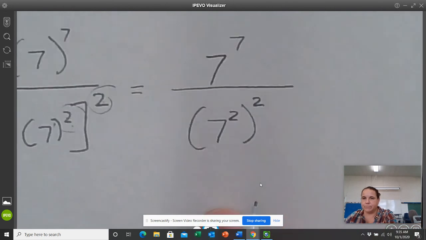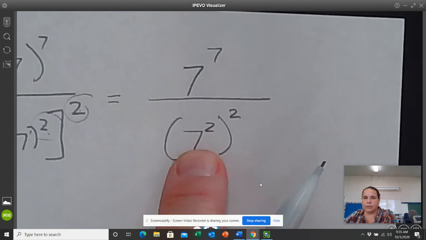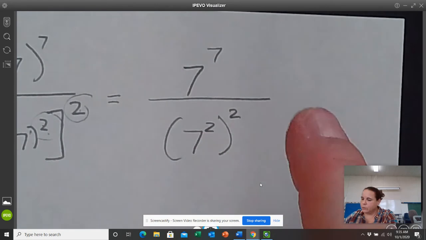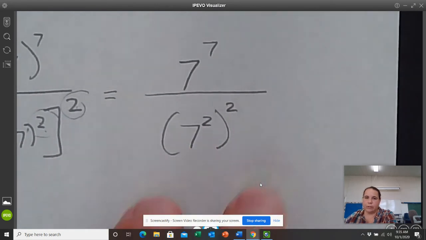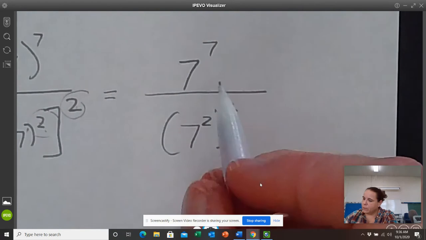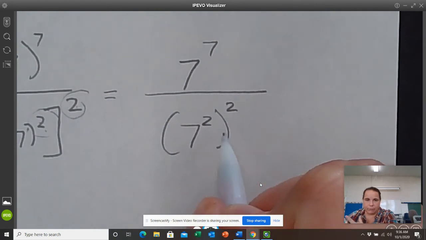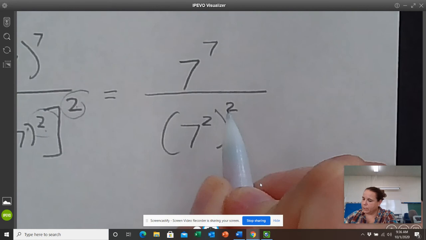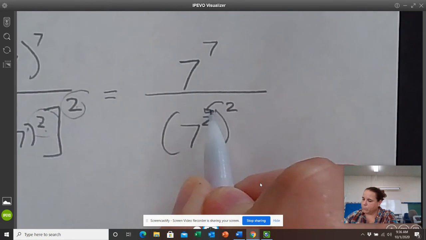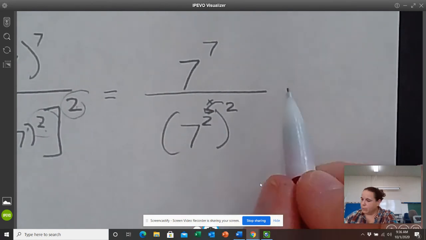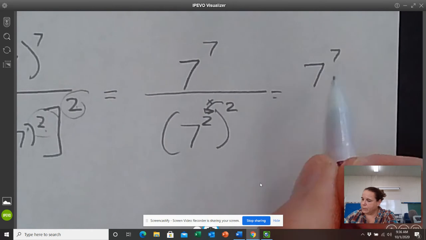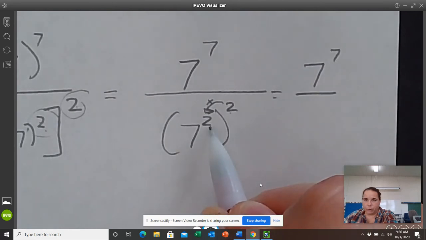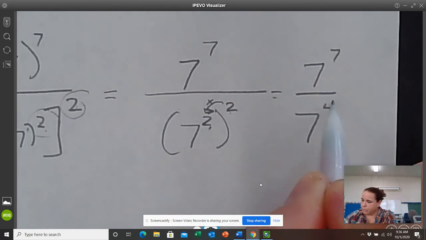So I'm going to think to myself, really, this is 7 squared times 7 squared. That's 2 7s, and then 2 more 7s, that's 4 7s. So I can think to myself, this is 7 to the 4th because there are going to be 4 7s multiplied in a row. Or my rule is that I multiply here. So now I have 7 to the 7th, and 2 times 2 is 4. So this is 7 to the 4th power.